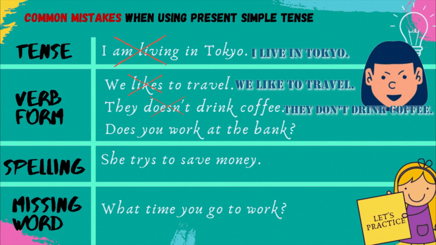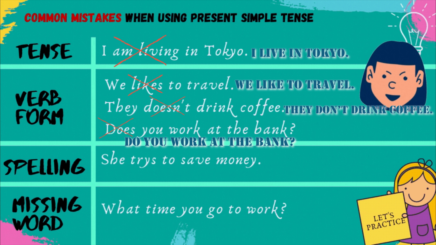They don't. And here's a mistake in the question. Does you work at the bank? So that's wrong. We can't say that. What do we need to say instead? Do you work at the bank? So the pronoun you, like they, uses the helping word do. Do you? Repeat after me. Do you work at the bank? Alright, so those are the common mistakes in the verb form.